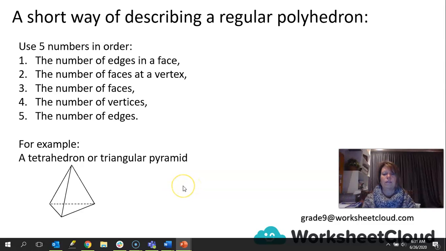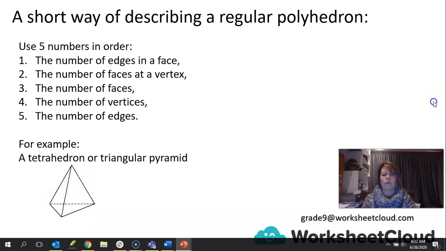Then we have a look at the faces at a vertex. So that's a vertex. How many faces? It would be this one, and the back one, the lateral faces. So that will also be 3. The number of faces altogether will be 4, because now we're including the base. The number of vertices will be 1, 2, 3, 4. And the number of edges will be 1, 2, 3, 4, 5, 6.